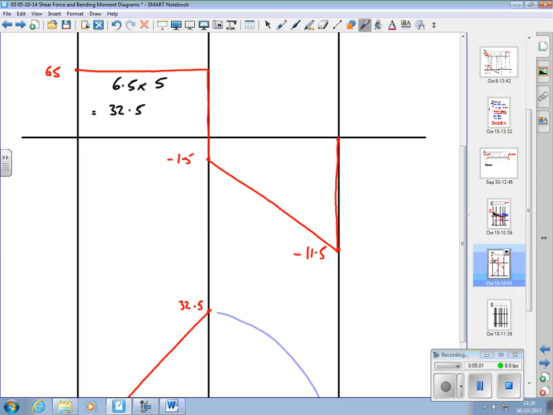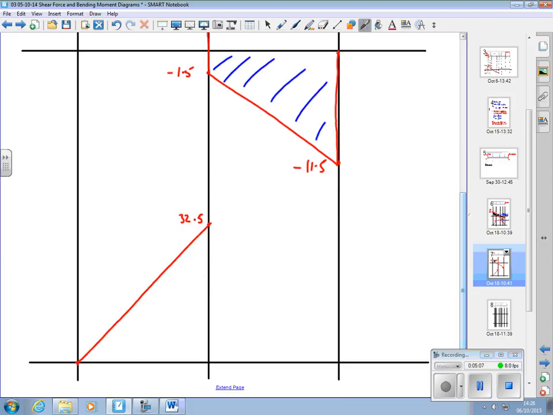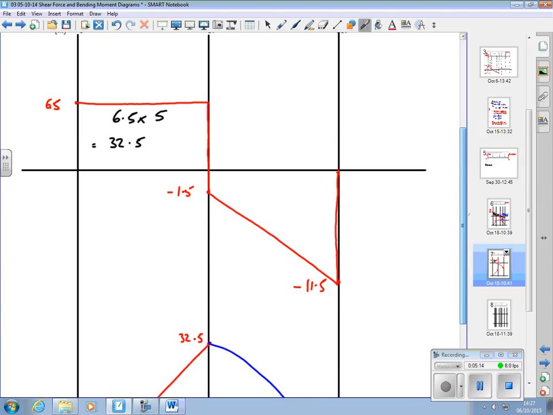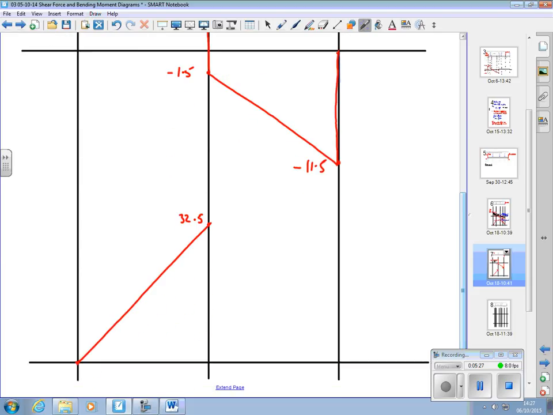How do I know where I end up? Well, this is all going to be negative because it's below the line. So in theory, this area should add up to that because we're going to end up down at 0, aren't we? But to check that, we need to work out this area. Well, how do I do that? I've got effectively a rectangle and a triangle. So I need to split this into 2 bits, work out the area of each bit, and hopefully confirm that that comes to 32.5. Okay, so I'll just leave you while you do that and finish off this bending moment diagram.